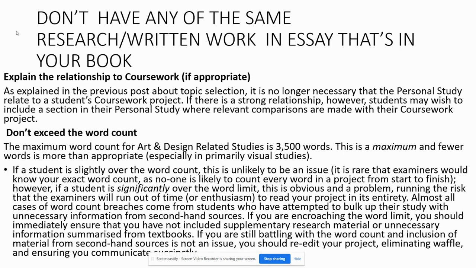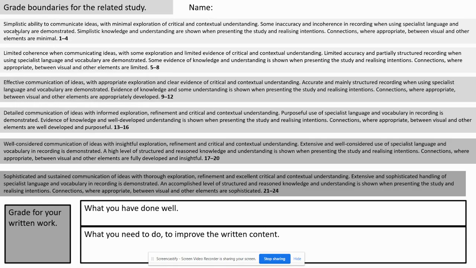The essay shouldn't be more than 3,500 words, and that's next year. This year, I'm looking for between 1,000 and 2,500, something like that. It's got to be a minimum of 1,000 words. If you go slightly over, don't worry too much. This is how you are going to be graded. Okay, so this is the breakdown, and this is what we'll give you, and this will give you an idea of how well you can do.